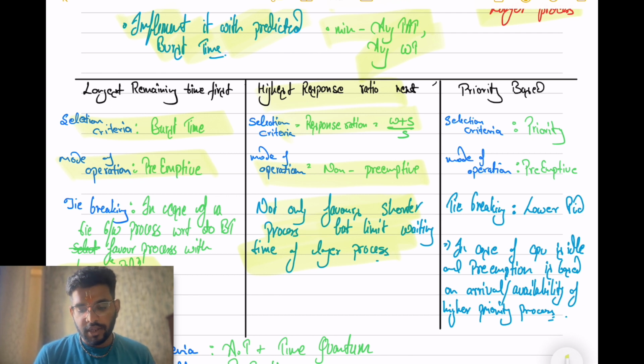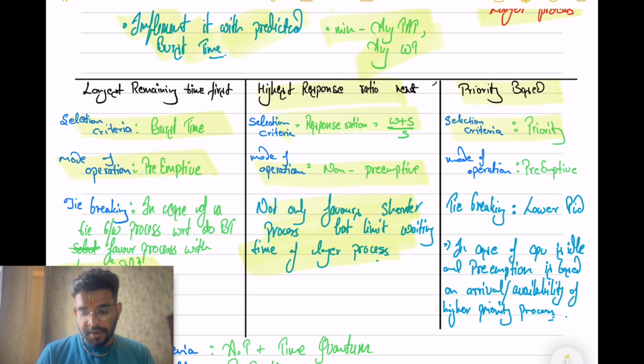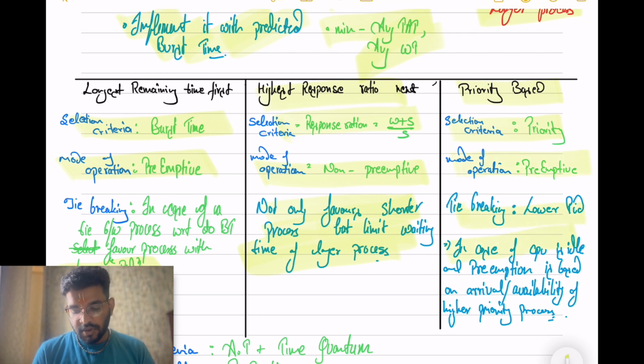Next is priority based. The selection criteria is priority. Each process is assigned a priority, and a process with higher priority can preempt another process with lower priority running on CPU, and tie breaking is lower PID. When the CPU is idle, and preemption is based on the arrival of a higher priority process.